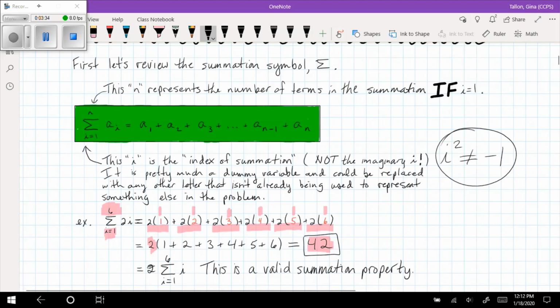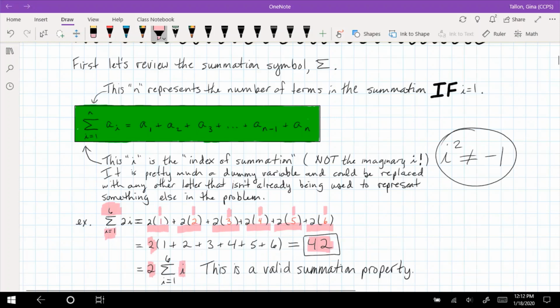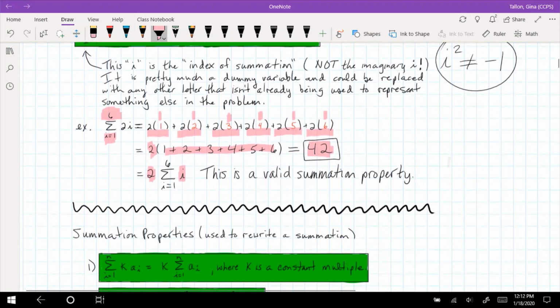Yikes, that was not a good idea. Let's back that up. With a 2 on the outside here, and the summation as i goes from 1 to 6 of just plain old i. That means that this i would be replaced with simply 1 plus 2 plus 3 plus 4 plus 5 plus 6. So this is a valid summation property. Let's look at our valid summation properties. We have 2 of them.